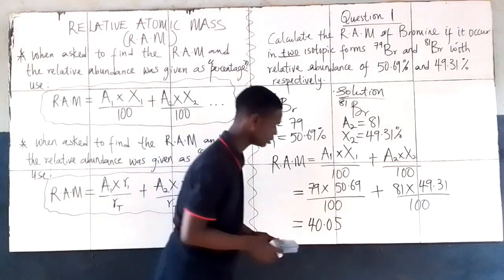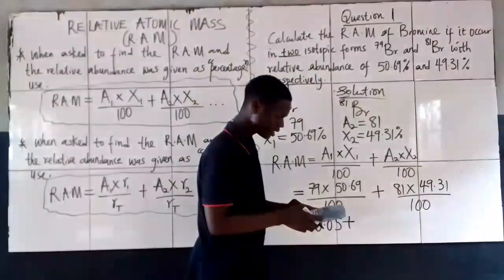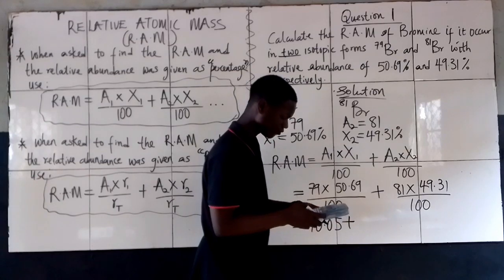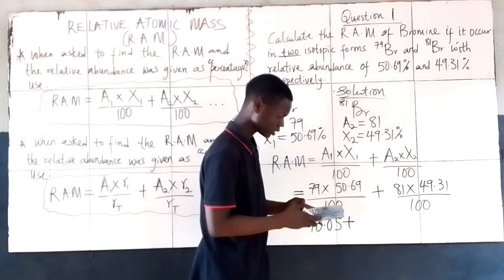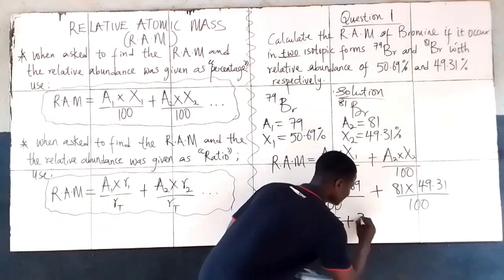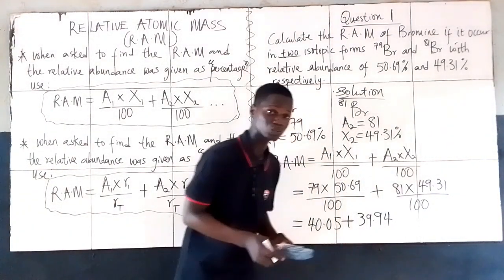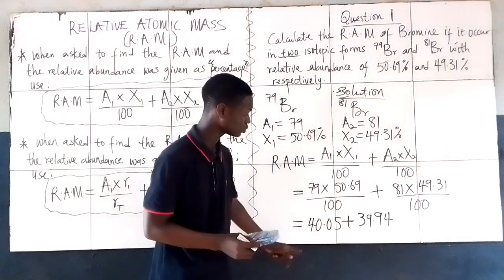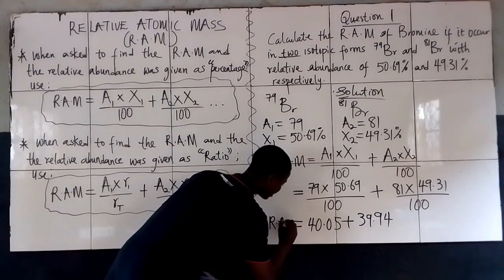The second DP. Plus, we go again for the second one. 81 times 49.31. Is it not? Then you divide by what? 100. We have 39.94. So guys, once you have this, what you simply have to do is what? Add these two together in order for you to get your R.A.M.